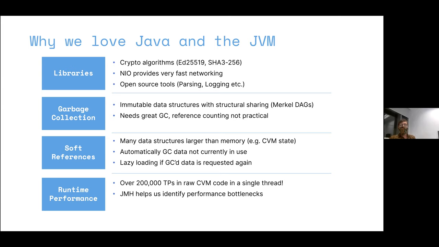So actually what these are directed acyclic graphs. Now, it is really hard to make these perform well unless you have a really good garbage collector. So the Java GC actually is critical to make this efficient. And the other thing that goes along with this is this idea of soft references.